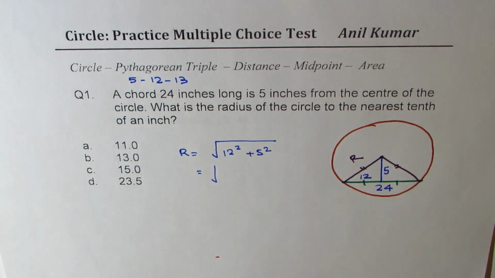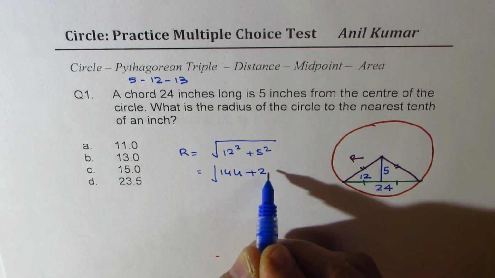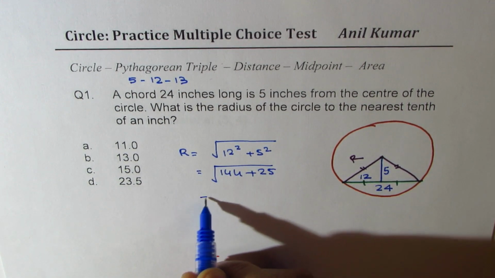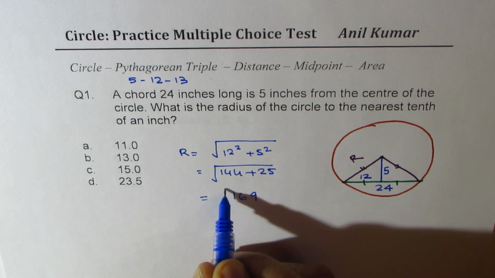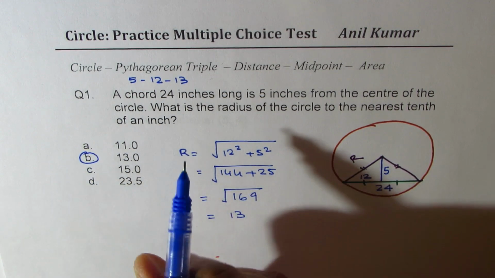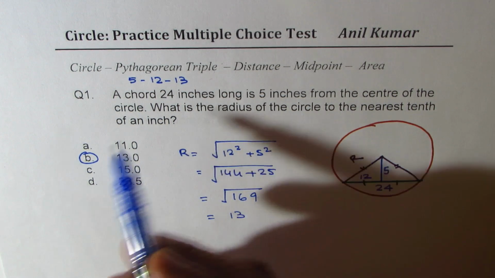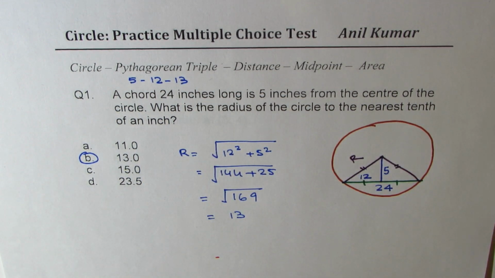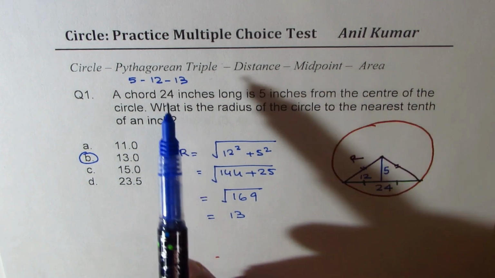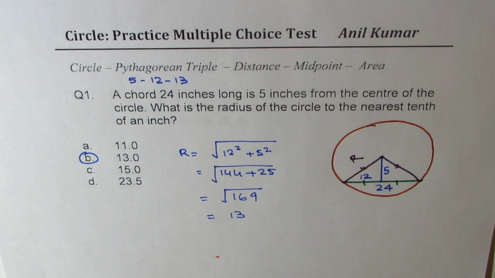Now, it is very important to know these numbers, especially when you are going in for multiple choice test papers. Otherwise, it takes some time to calculate. You could do all this calculation, no problem, and get the answer as 13, which is option B. But if you know some of these triples, like 3, 4, 5 is very well known, and some more, then it will really help you save a lot of time. So the key here is to understand Pythagorean triples. Now that could help you in many questions.